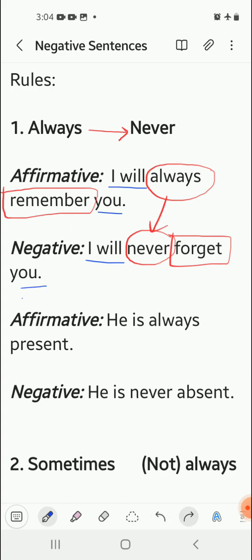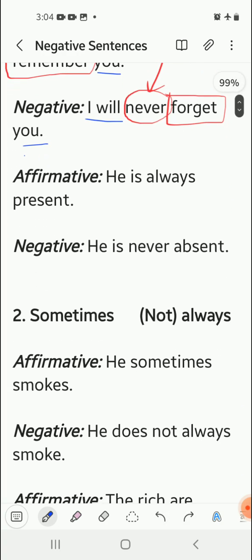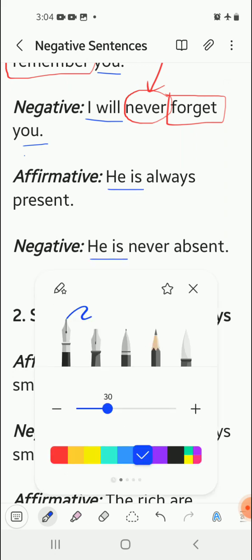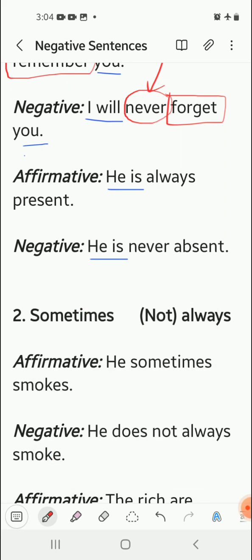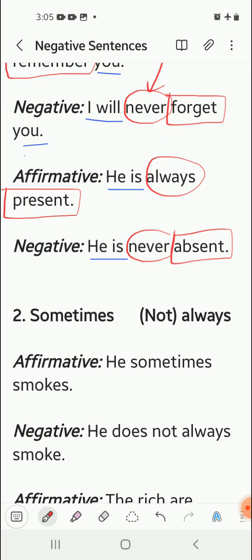We'll take another example. See, the affirmative is he is always present. So he is will be written as it is. Now see, we have got the word always. So always will get converted to never, and for the word present its opposite will be used, that is absent. So he is always present becomes he is never absent.